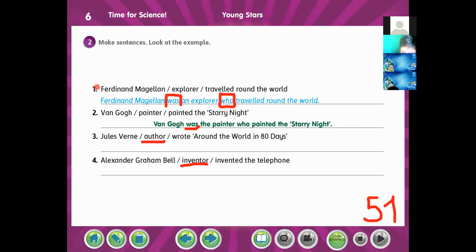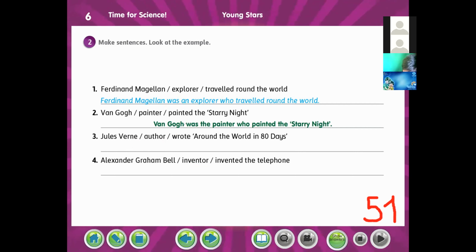Come on. Nicolas, please, help me with number three, okay? Look at the example, similar. Okay, teacher. Jules Verne, who author wrote Around the World in 80 days. Thank you, but something is not correct. Pay attention to the position. Is this, and then is this. Alessio, tell me, please.